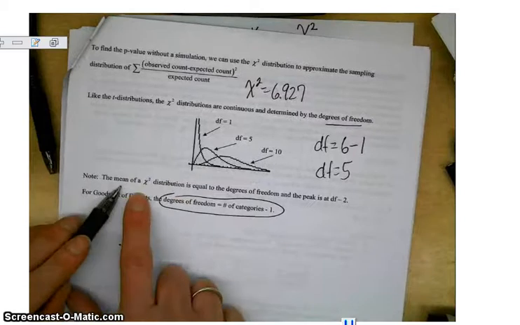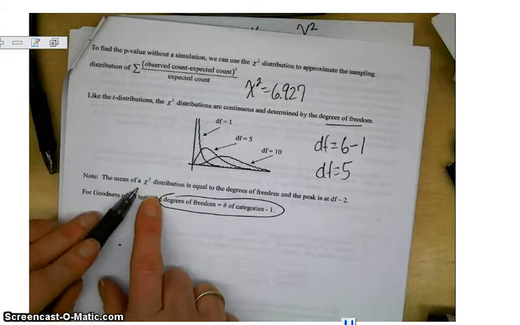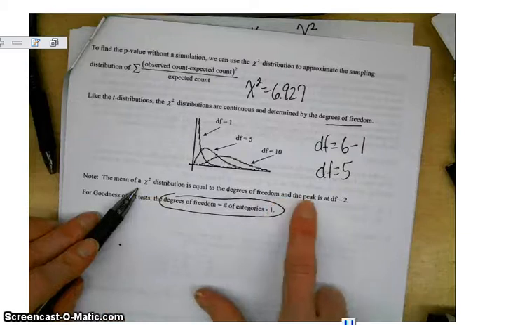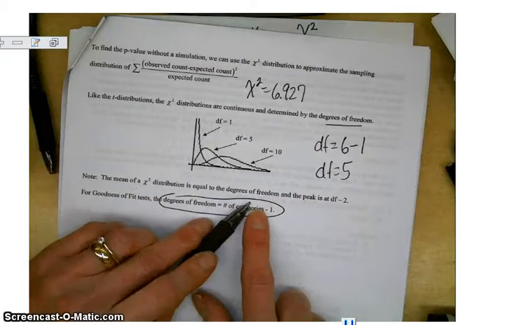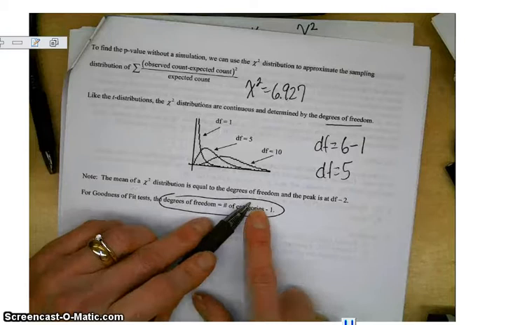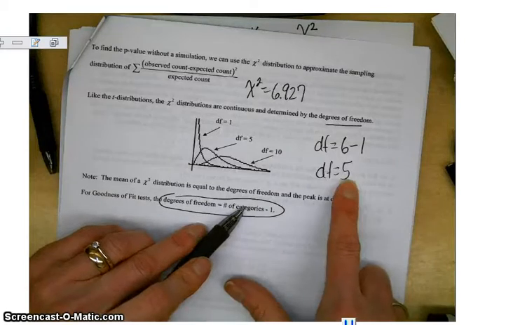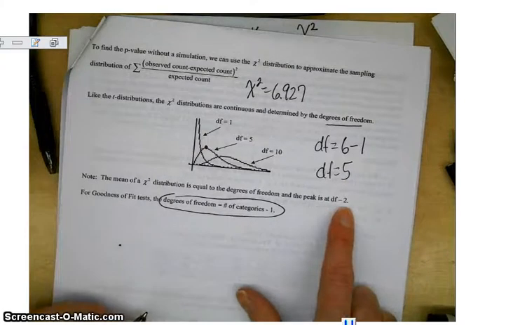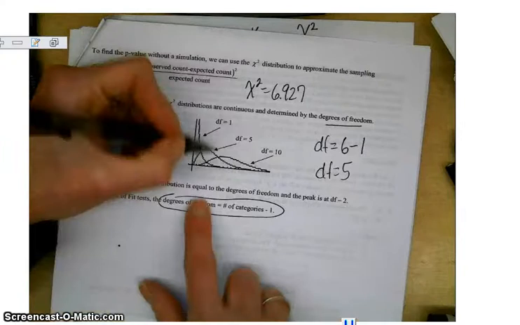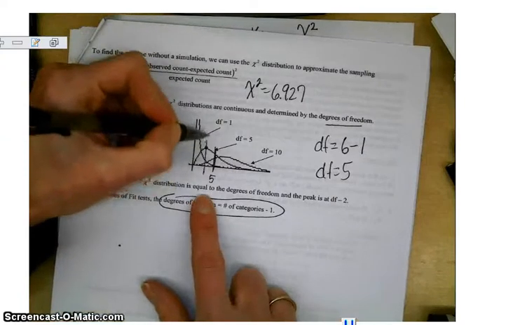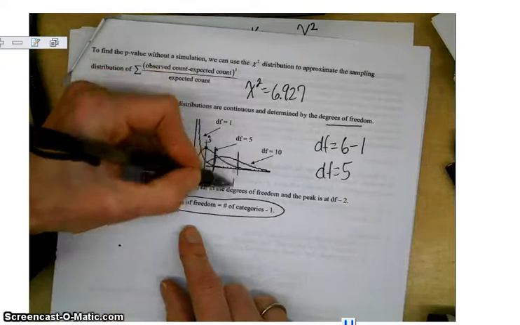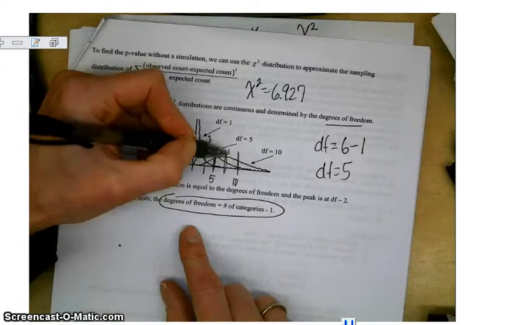So the mean of a chi-square distribution, the balancing point, is equal to the degrees of freedom, and the peak. So the mean is equal to the degrees of freedom. So 5 degrees of freedom would mean the mean of our chi-squared with 5 degrees of freedom is at 5. The peak, this highest point, is 2 below the degrees of freedom. So here would be 5, this would be at 3. Okay, with 10, 10 would be the mean, and 2 below that at 8 would be the peak.